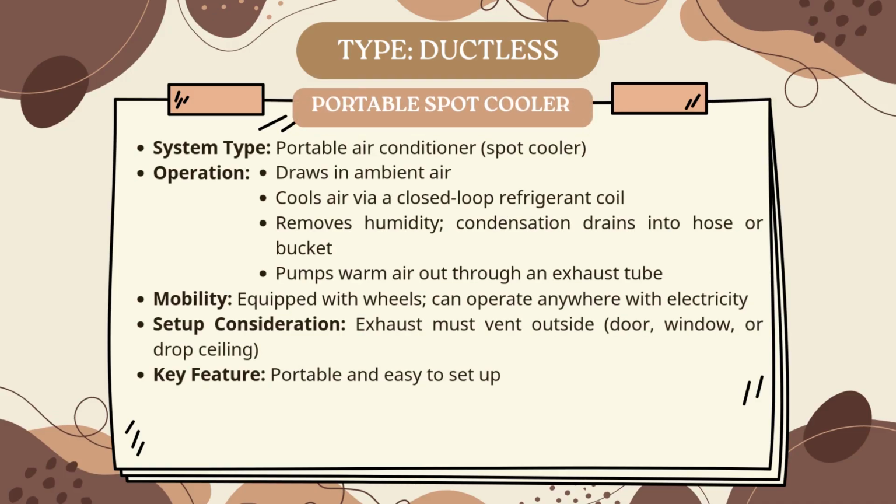The next system is the portable spot cooler. The portable spot cooler is a small, mobile cooling unit. It works by drawing in ambient air, cooling it through refrigerant coils, removing humidity, and releasing warm air outside through an exhaust hose. It is easy to install and ideal for temporary setups or specific work areas.